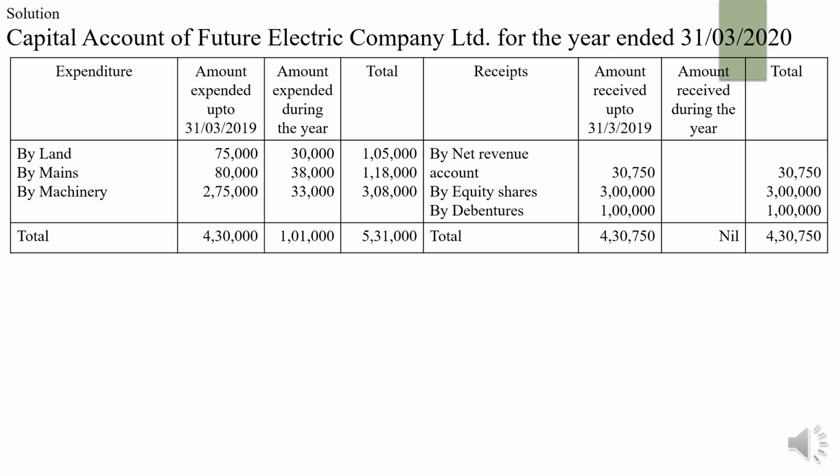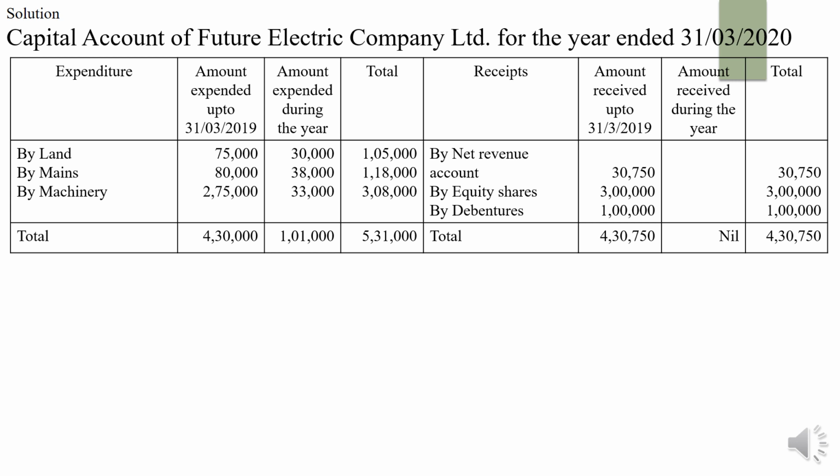So now let us prepare capital account for Future Electric Company for the year ended 31st/3/2020. Okay, so this is the answer. The first one is land. So amount expended up to 31st/3/2019 75,000, during the year 30,000, and so total will be 1,05,000, of course. And if you look into the receipt side, the first item is by net revenue account. This is the balance brought down from the previous year, that is 30,750. Current year no receipts, so nil it is, therefore the total is 30,750.